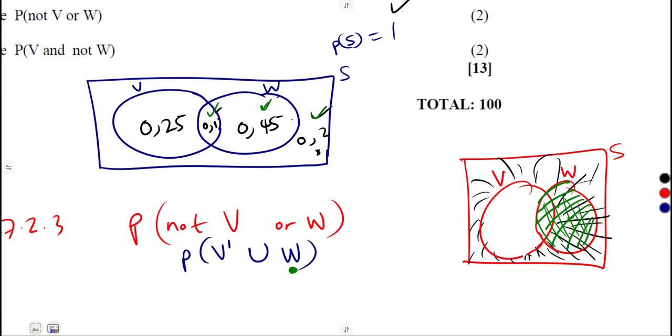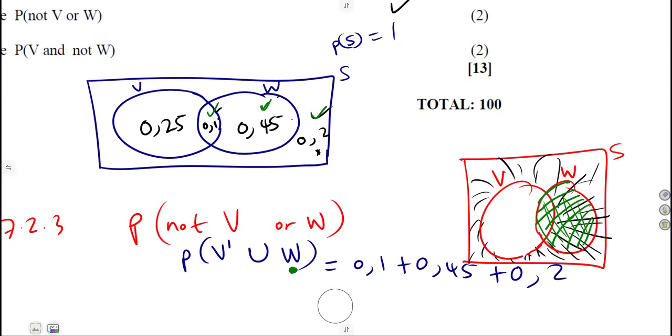So our answer, guys, was going to be the sum of what we see here, the 0, the 0.45, and the 0.2 outside. So that was it. You're going to get your probability of 0.75.